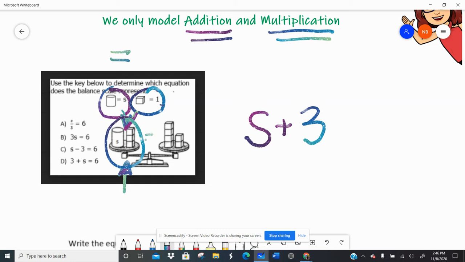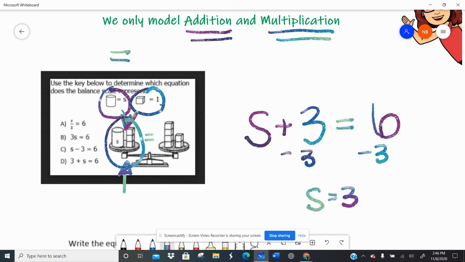Because the model is balanced, they are equal to whatever's on the right-hand side. And I just count. 1, 2, 3, 4, 5, 6, right? There's 6 cubes. Each of them is worth 1. So our equation for this model is s plus 3 equals 6. I could solve for s if I wanted to. I could subtract 3 from both sides, and s is 3. But if they're just asking for the equation, it is s plus 3 equals 6.